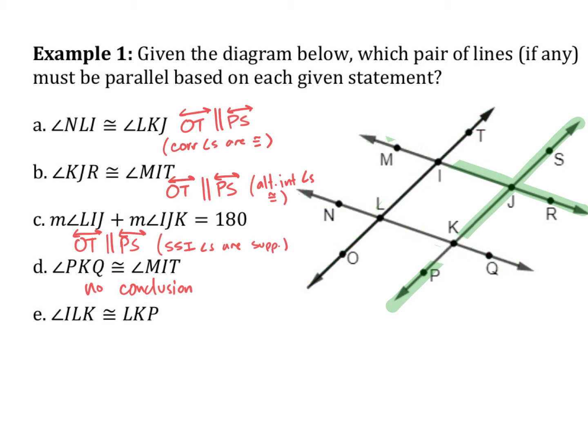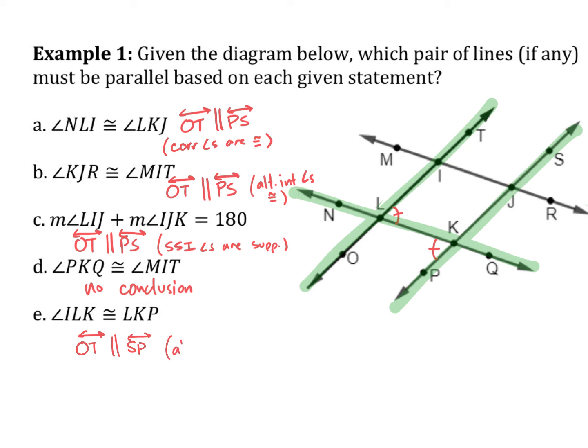Let's look at part E. Angle ILK would be this angle right there, and angle LKP would be this angle right there. If I look at that, and again highlight my lines here, here, and here, it looks like again I have one of those special pairs of angles that we've learned about. I have alternate interior angles, and they're congruent, so that's going to again make line OT parallel to line SP. Line OT is again parallel to line SP because this time the alternate interior angles are congruent.